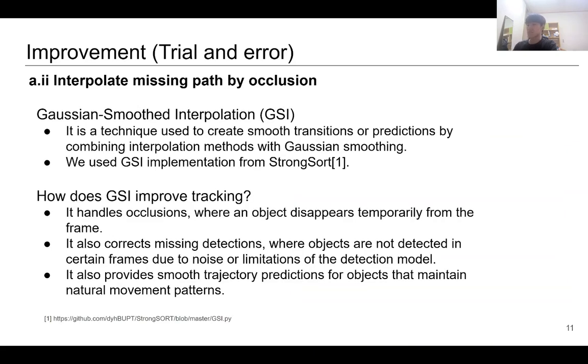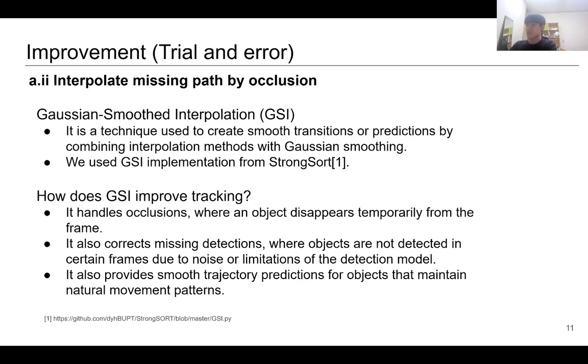Next improvement we worked on is interpolating missing paths caused by occlusion. We used Gaussian Smoothed Interpolation, the GSI. It is a technique used to create smooth transitions or predictions by combining interpolation methods with Gaussian smoothing.